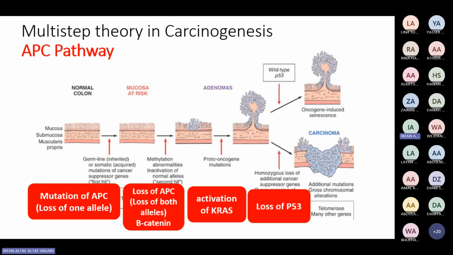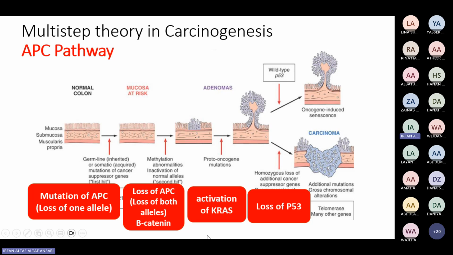So here you have normal colonic epithelium, mucosa, submucosa, and the muscularis. So there is mutation of APC, loss of one allele. Okay, it could be germline or somatic. Okay, this is known as the first hit. So these mucosa become at risk. There are methylation abnormalities, inactivation of the normal allele, the second hit, loss of both APC alleles, or the beta catenin pathway. So there is a formation of adenoma.